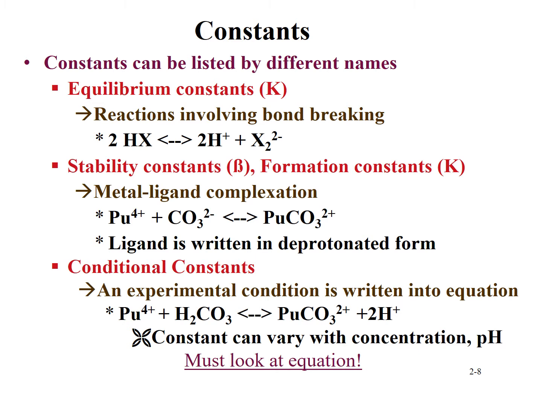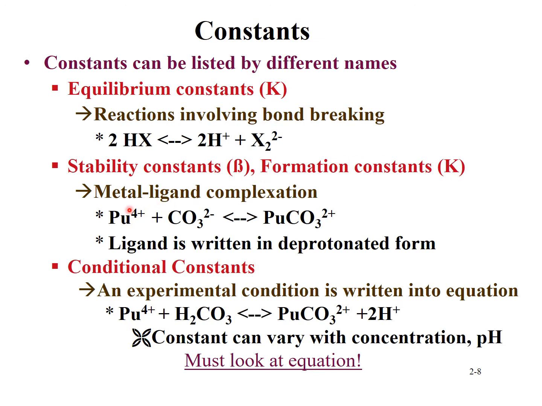Okay, there's a number of ways that constants can be presented. A very simple one is an equilibrium constant where you get some bond breaking and bond making. So imagine I've got just some acid of some sort where you get two protons formed and some sort of polymerization occurring. I can have a very simple reaction that describes this. I can also talk about stability constants or formation constants.